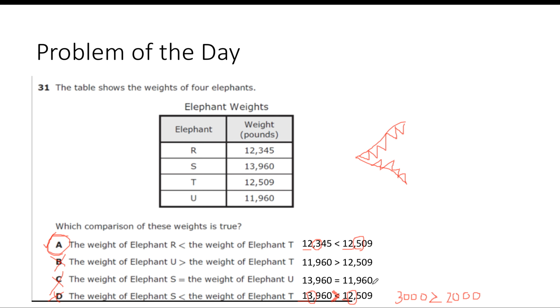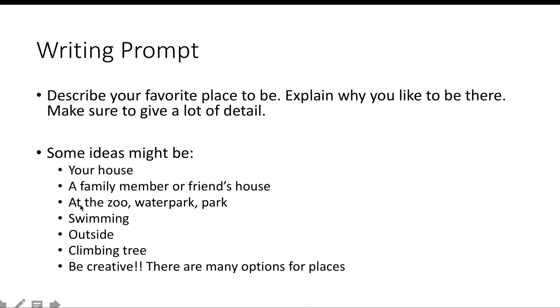Okay. So if this was challenging at all, I suggest that you go back to the beginning and you pause the video and you make sure that you follow along with the steps. And remember, it's a really good idea to write the numbers like this next to the questions, especially when it's using a table. Okay, that's your problem of the day. Let's go on to our writing prompt.